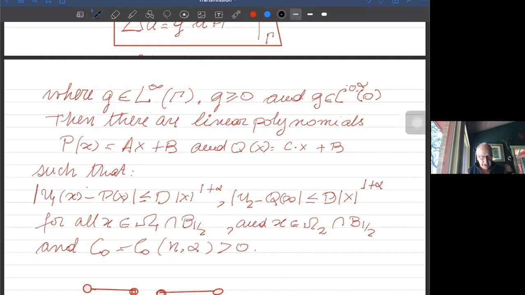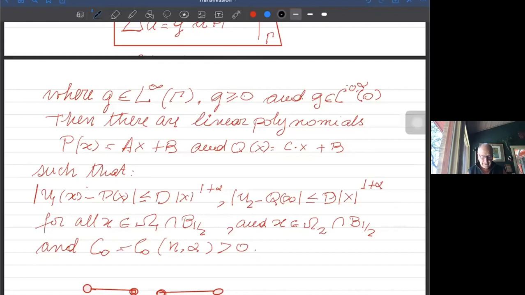So basically then we have that u1 minus the linear function p, coming from one side, goes to zero like |x|^(1+alpha). And u2, coming from the opposite direction, also approaches minus q, which goes to zero when x goes to zero like |x|^(1+alpha), okay?